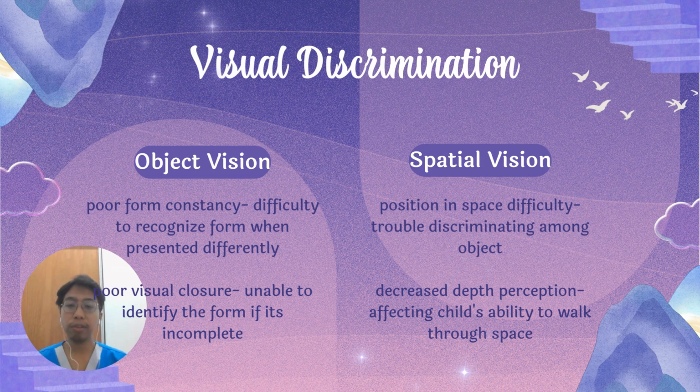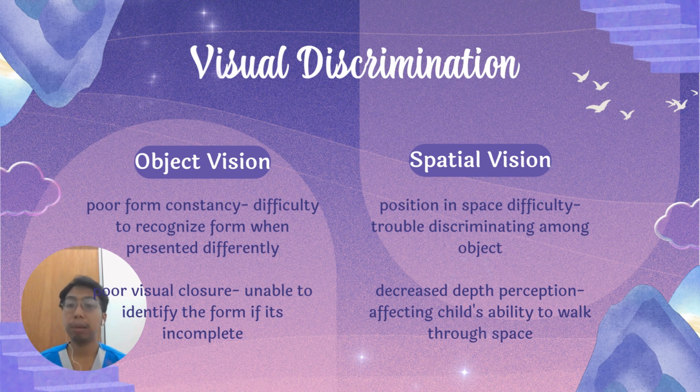So what happens if they have poor form constancy? They have difficulty recognizing a form when it is presented differently. Can you imagine children go to school, once written on the blackboard F, they know it's an F, but in the textbook they couldn't recognize this is F also because they thought it was different. So yes. And then what about poor visual closure?